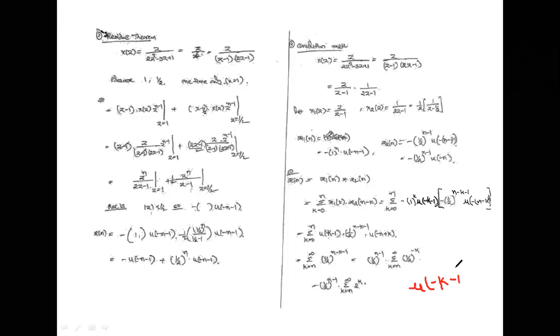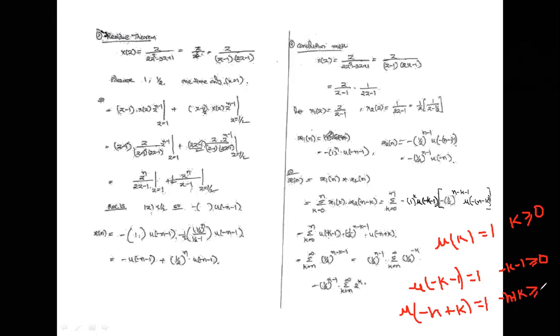So I am taking mu of minus k minus 1 is equal to 1 when minus k minus 1 is greater than or equal to 0. Why? Now if you take mu of k is equal to 1, definitely we can say k is greater than or equal to 0. Got it, my dear students? Similarly, the mu function of minus n plus k is equal to 1 when minus n plus k is greater than or equal to 0. Here, minus k is greater than or equal to minus 1 and k is greater than or equal to 1.